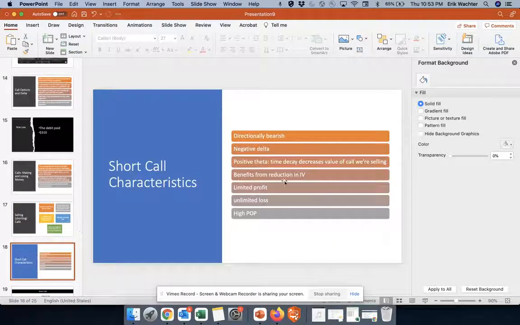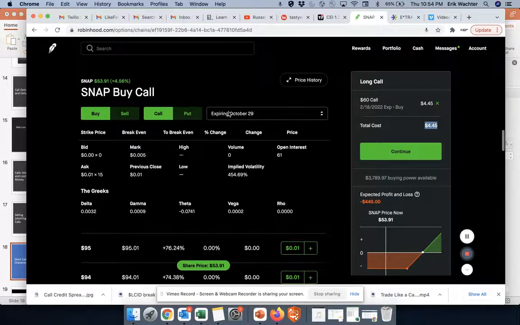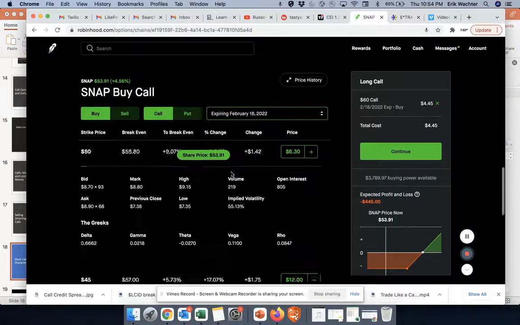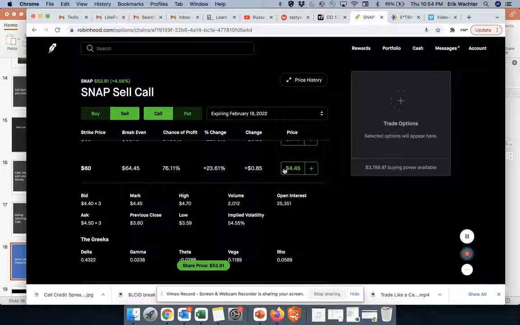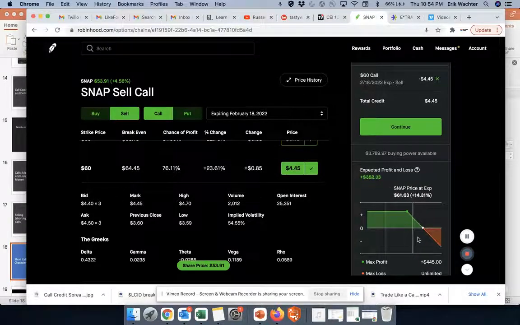So let's continue. Here are some of the characteristics of a short call, of selling calls. With buying calls, we're directionally bullish, meaning we want the stock to go up. As a call option seller, we want the stock to go down below our strike price. Let's say we're selling this $60 strike in February again. As the seller, we select sell here. We want the option to stay below that $60 strike, because we make the most money as long as it stays below that strike.